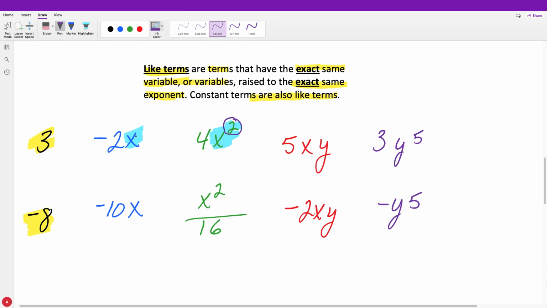So even though they both have the same variable, x, their powers, or their exponents, are not exactly the same. So they are not like terms.